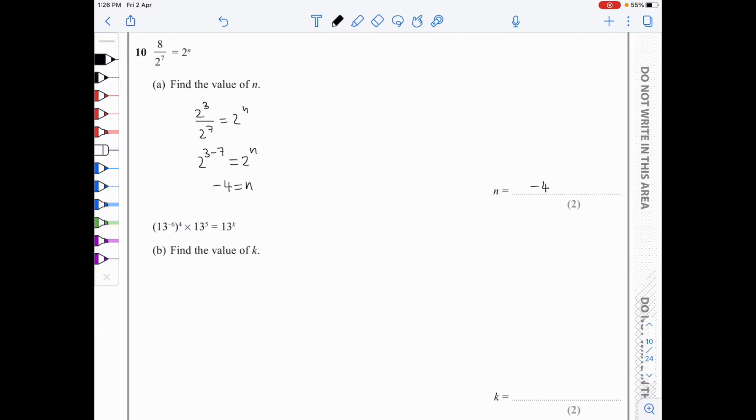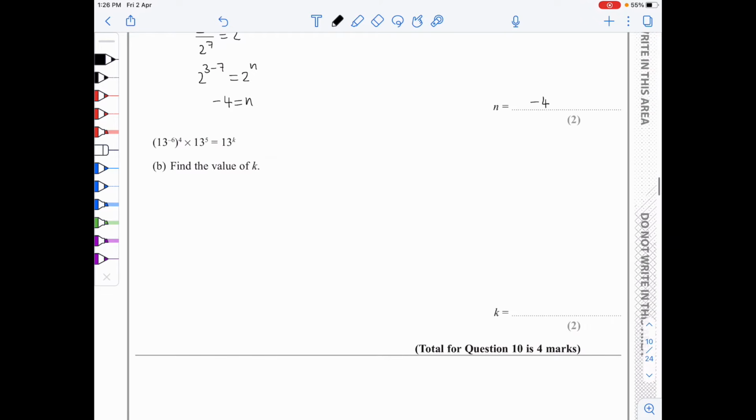Now for part B, we need to bear in mind that raising a power to a power means multiplying the indices together. So we've got 13 to the minus 24 times 13 to the 5 is 13 to the k. And when we've got multiplication with a common base, we add the indices. So it's minus 24 plus 5, which is minus 19, and therefore k is minus 19.